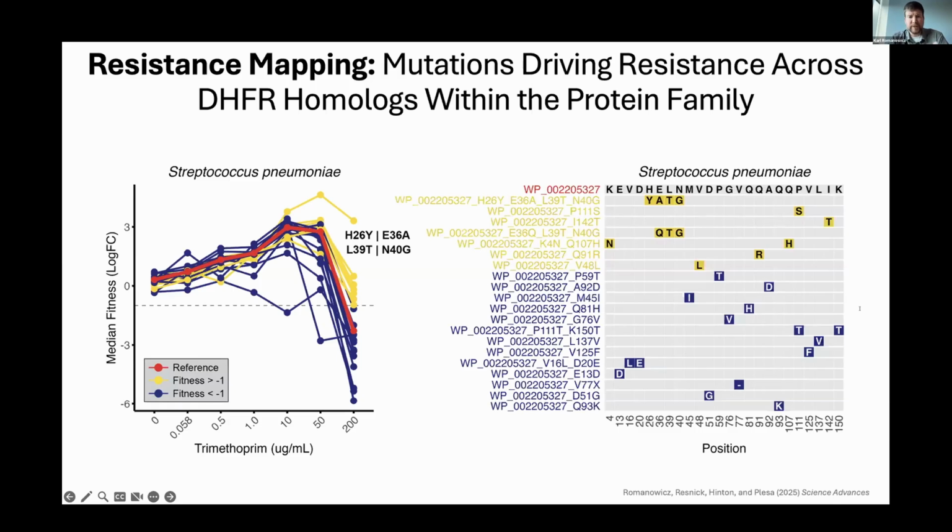And so these include examples of single amino acid substitutions that infer resistance. There's even cases of 3 or 4 amino acid substitutions. And in this case, the top line there in yellow is a 4 amino acid substitution that inferred the greatest fitness response for Streptococcus under the trimethoprim treatment.